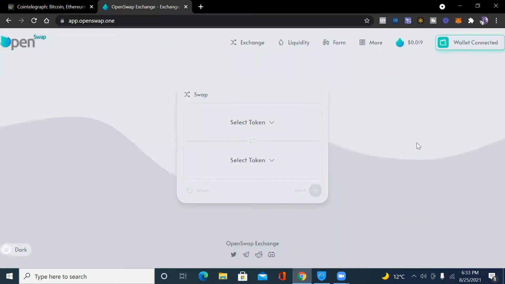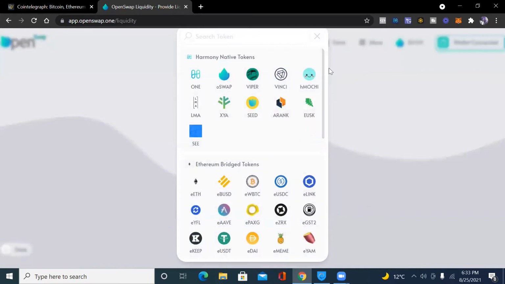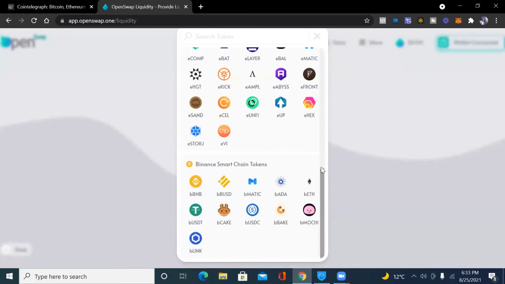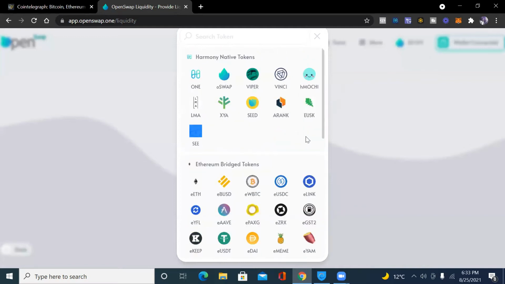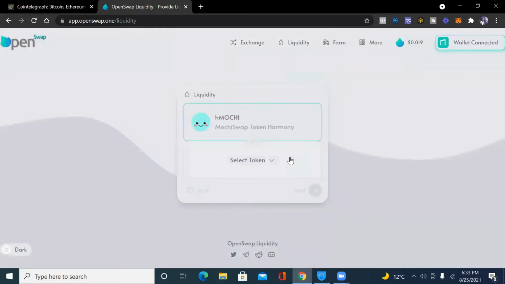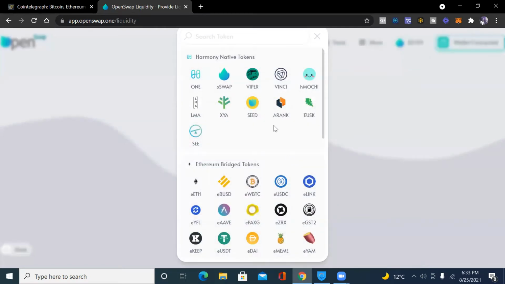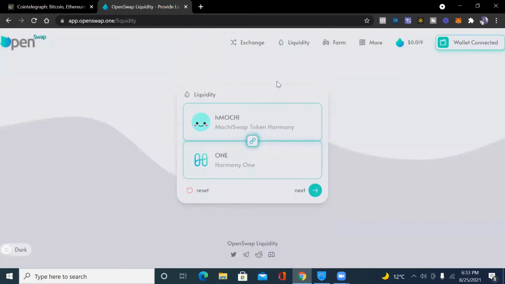So all right, that's the exchange right there. Then you want to go to liquidity. The liquidity page looks pretty much the same as the exchange. That's probably one thing, I guess you didn't necessarily have to put it like that, but hey, it is what it is. Okay, let me see. I guess the liquidity is different from the exchange.